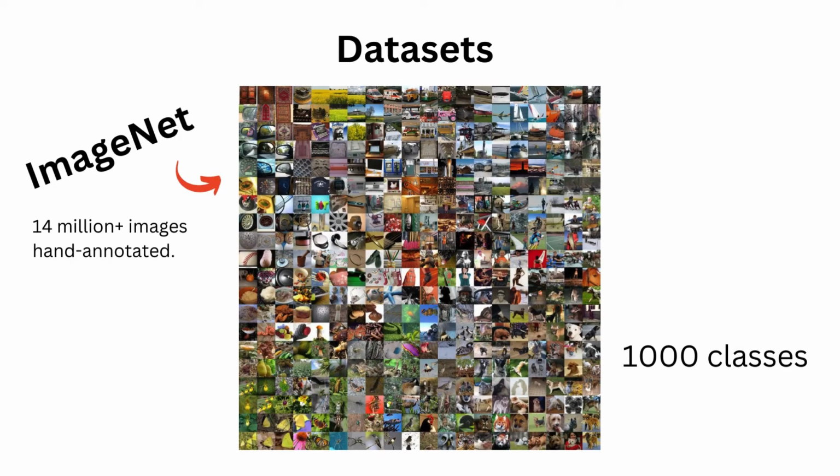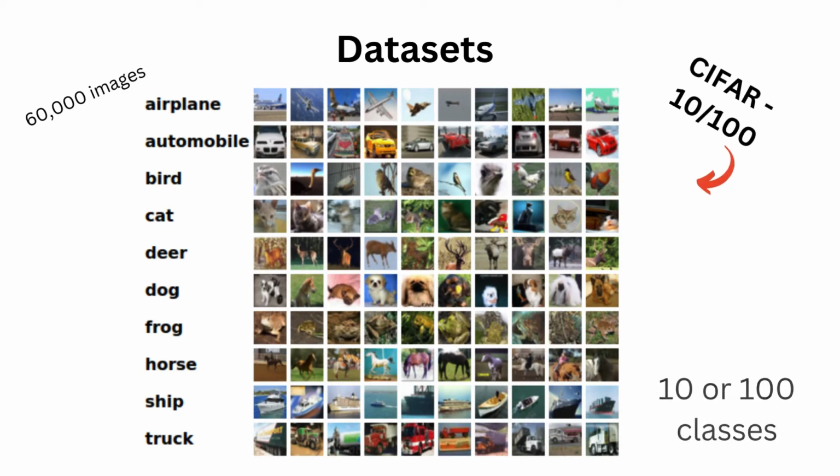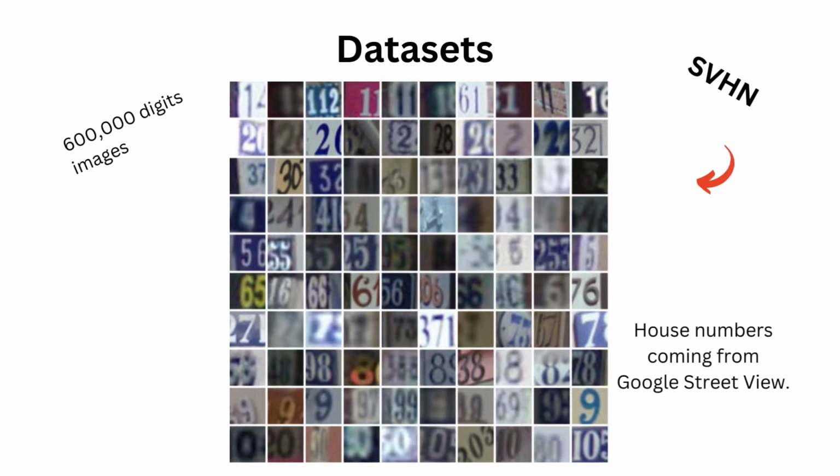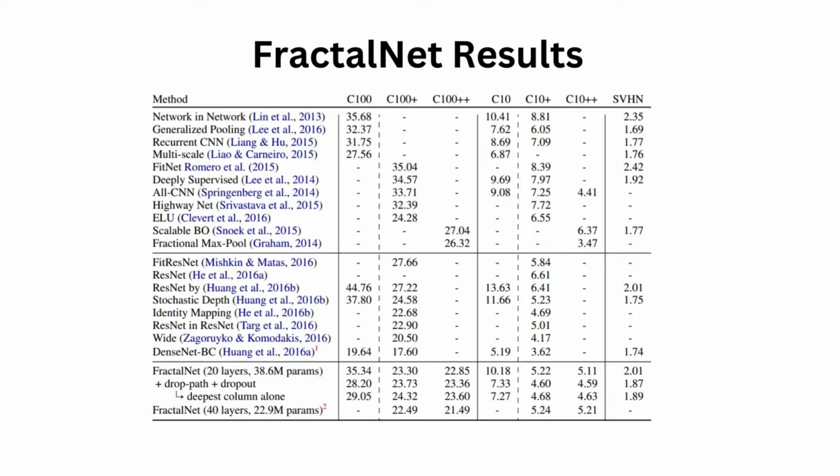One of the datasets used was ImageNet, which is a 1000 class dataset used for image recognition problems. Then we have CIFAR 10 and 100, which are 60,000 images with 10 or 100 classes. Finally, we have the SVHN dataset, which is 600,000 images of house numbers from Google Street View. So the results comparing all the networks together look like this. We have FractalNet at the bottom.